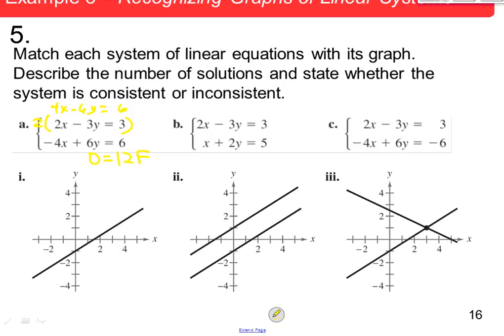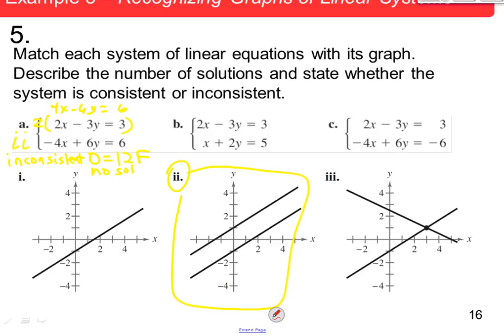And so that is going to be no solution, the parallel lines. So for A, it's the parallel lines, and it is inconsistent. Just to let you know, if both variables drop out and it's something that's false, the lines are parallel and there is no solution. So the next one I'll just use a different color for.